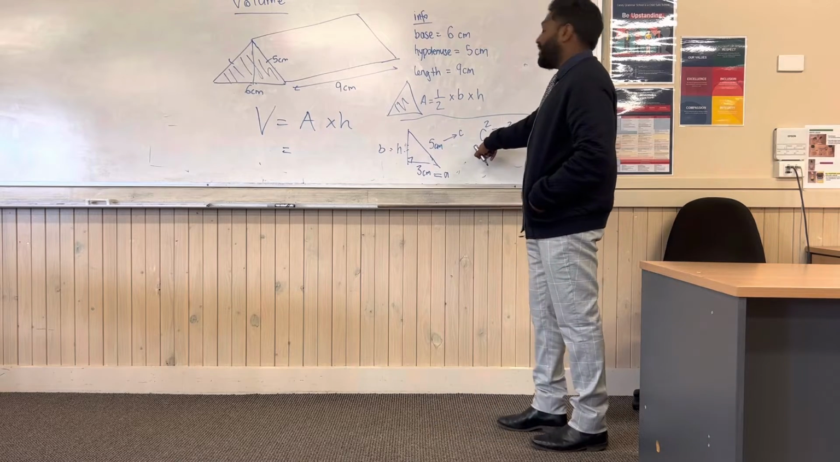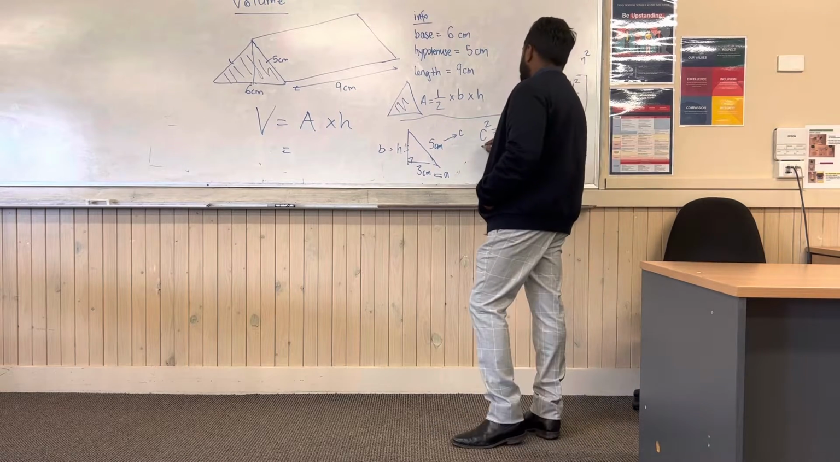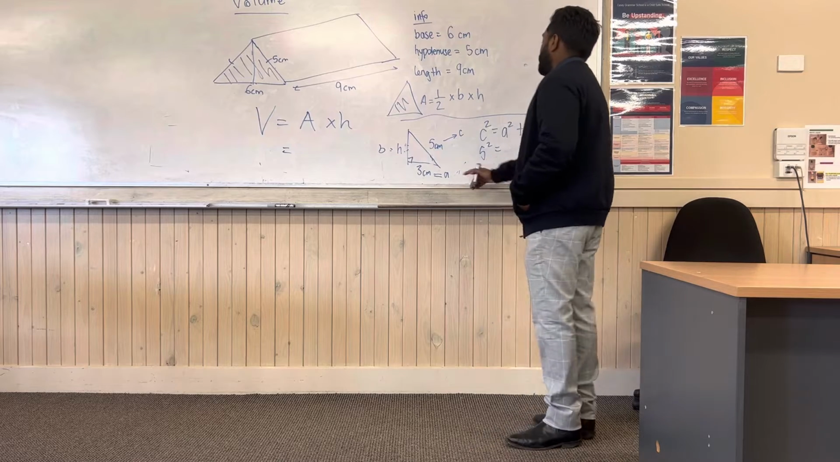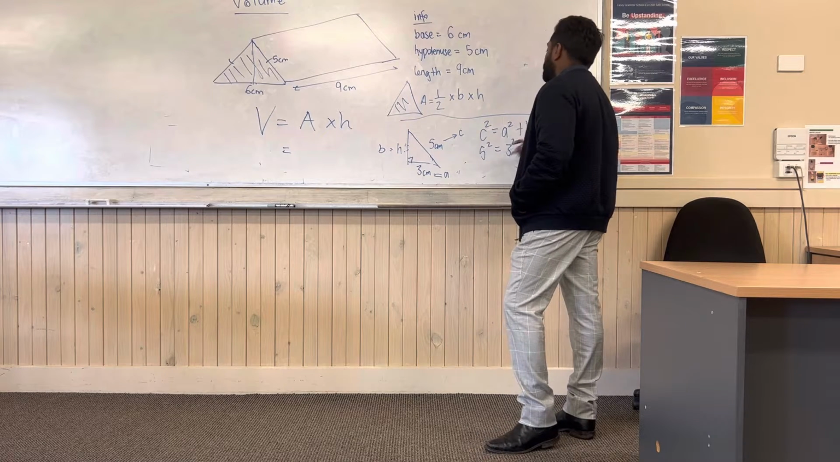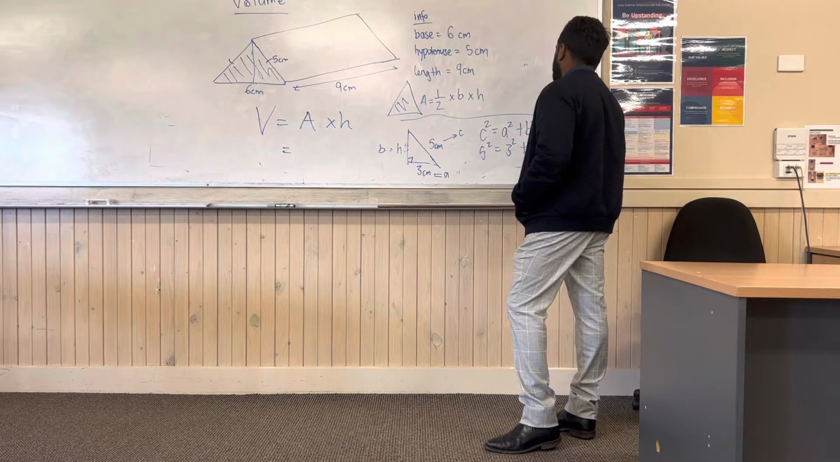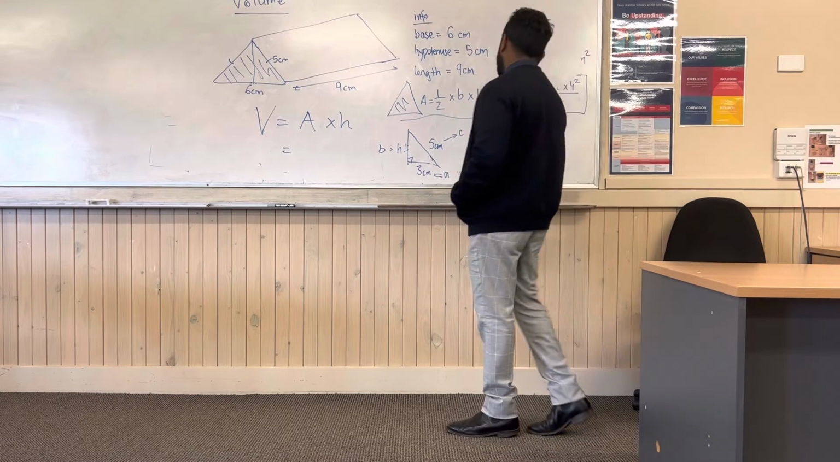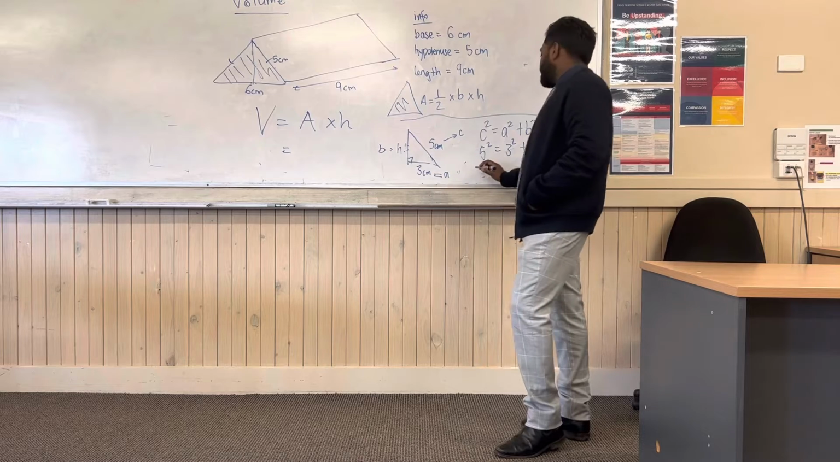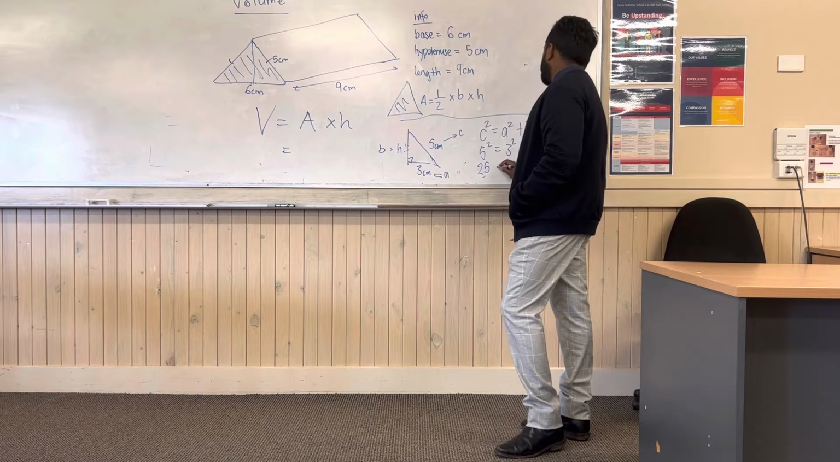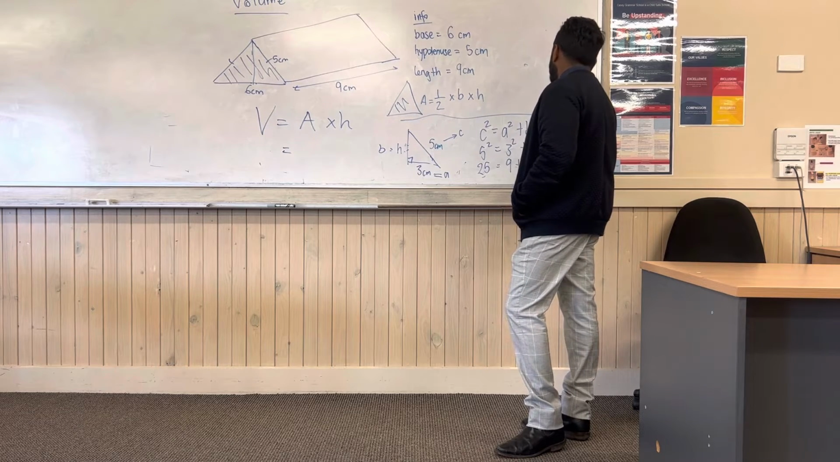We know our C squared, which is 5 squared, and then you've got your A squared, which is 3 squared. We don't know our B squared, which is our H, the height of the triangle. What's 5 squared? 25 equals 9 plus H squared.